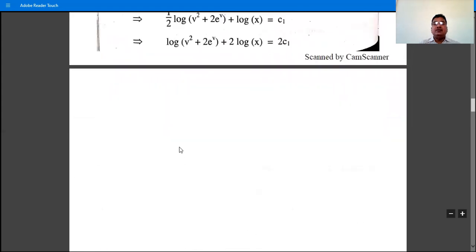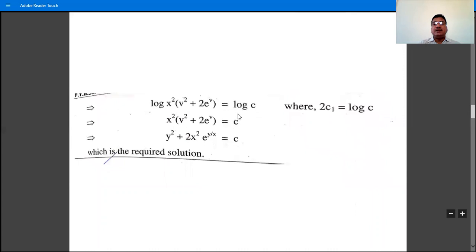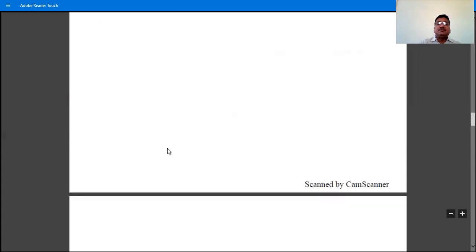So log x square into v square plus 2 e raised to v is equal to log c. Cancel log on both sides. We have x square into v square plus 2 e raised to v is equal to c, and then substitute v as y by x. So we have x square in bracket y square by x square plus 2 e raised to y by x is equal to constant. And then after multiplying the x square into the bracket, we have y square plus 2 x square e raised to y by x is equal to constant, and this is the required solution.